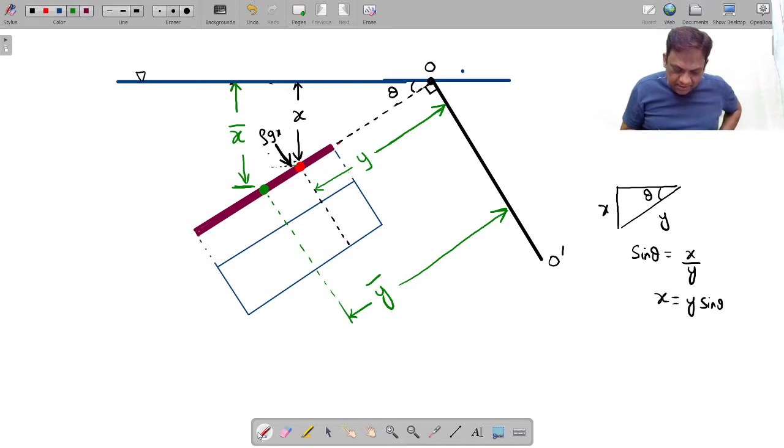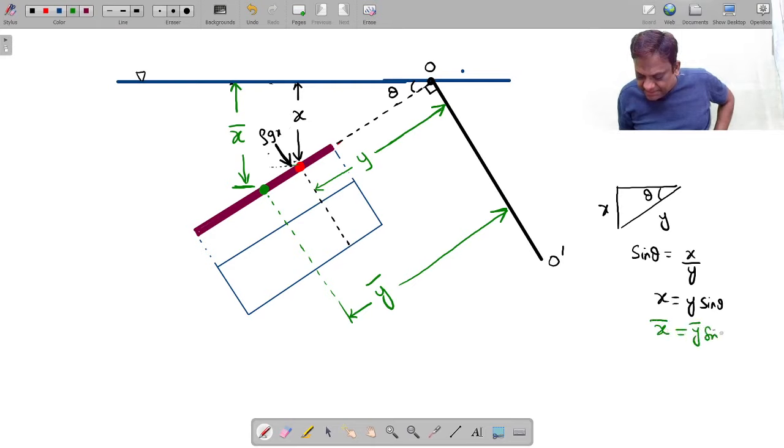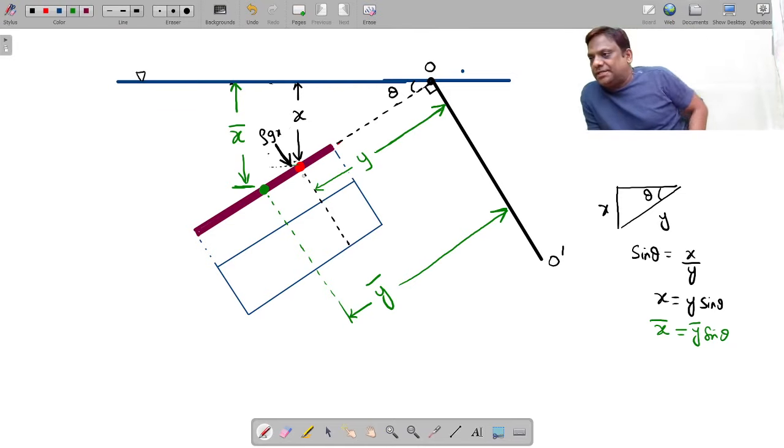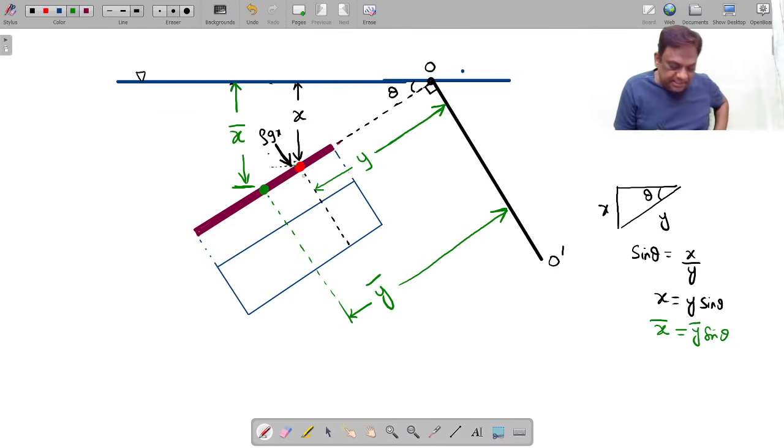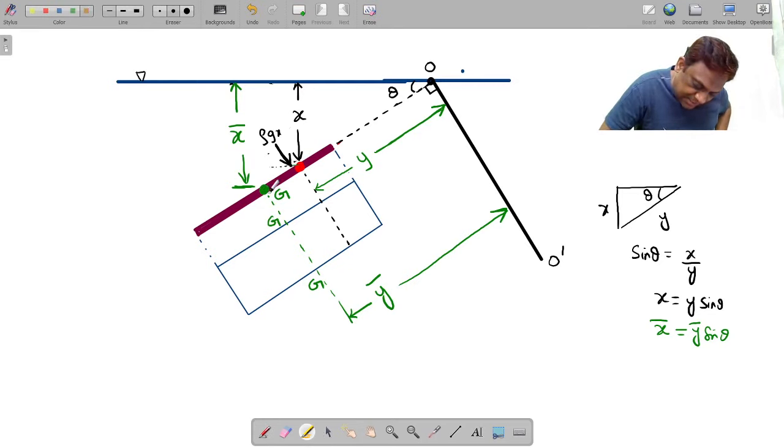No problem at all. So can I get the relationship between x bar and y bar? Very simple. x is y sin theta. Similarly, x bar is equal to y bar sin theta, because if I take this triangle, all of you, are you getting? This is G, meaning centroidal axis. G means center of gravity. This is some arbitrary point, some random point. This is the center of gravity.